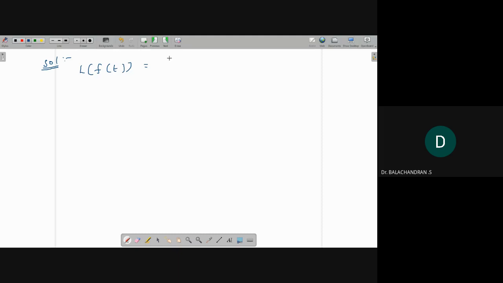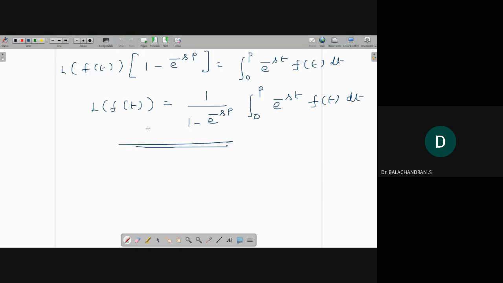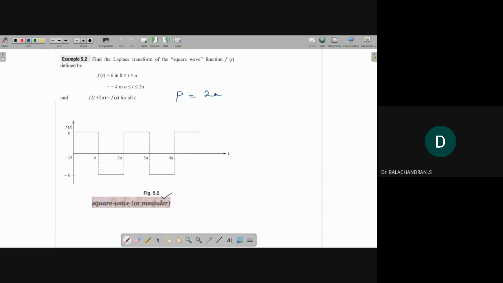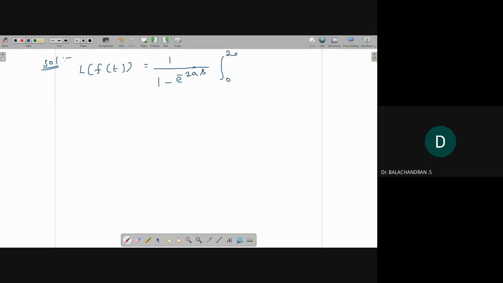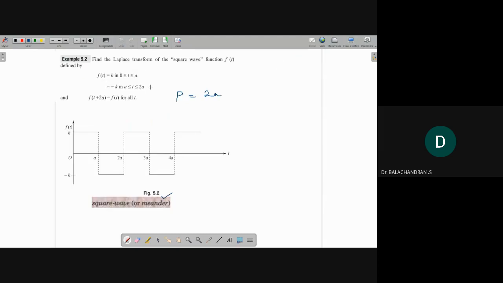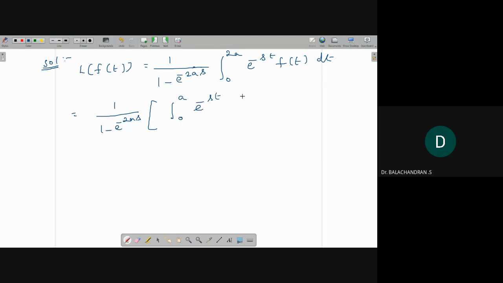equal to, by definition, 1 by 1 minus e power minus sp, where p is 2a, so e power minus 2as. I'm directly substituting; first you should know this formula. So 1 by 1 minus e power minus sp times the integral from 0 to p, p is 2a, of e power minus st into f of t dt. Now this is 1 by 1 minus e power minus 2as. We split the integral from 0 to a and a to 2a: the integral from 0 to a of e power minus st into k dt, plus the integral from a to 2a of e power minus st into minus k dt.